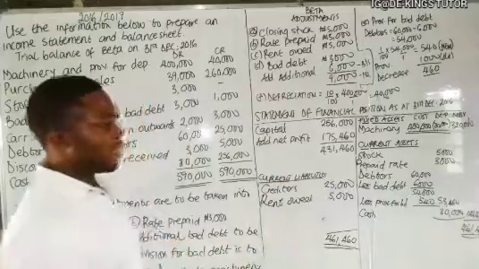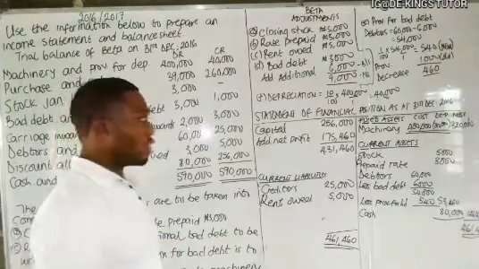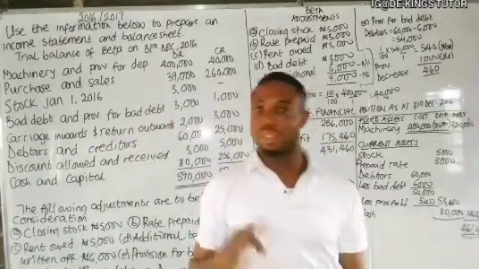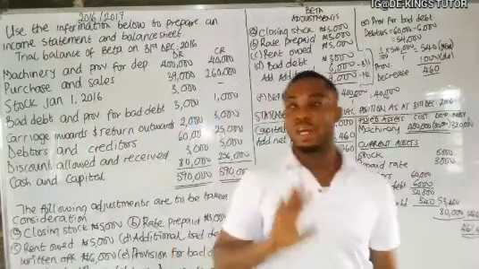Okay, so that is how to prepare our statement of comprehensive income and the balance sheet, the same thing as trading profit or loss account and balance sheet. Okay, now let's move to the next video.